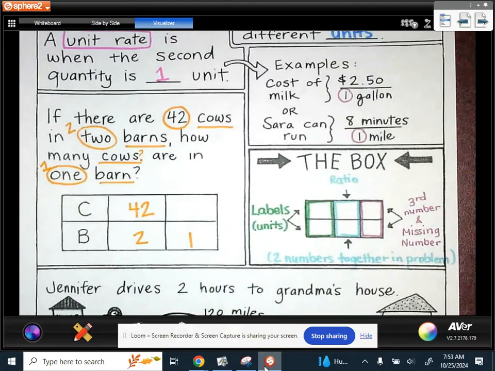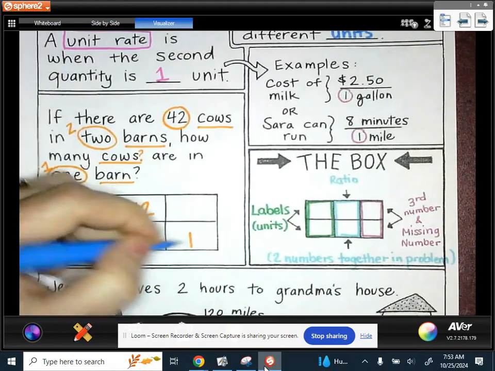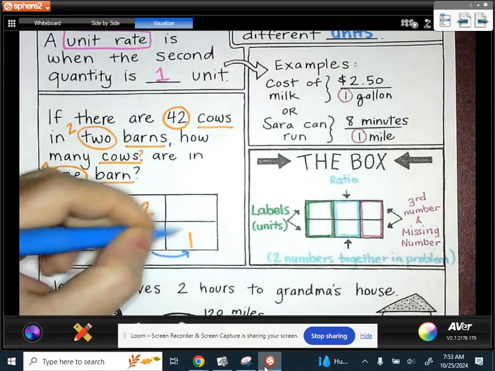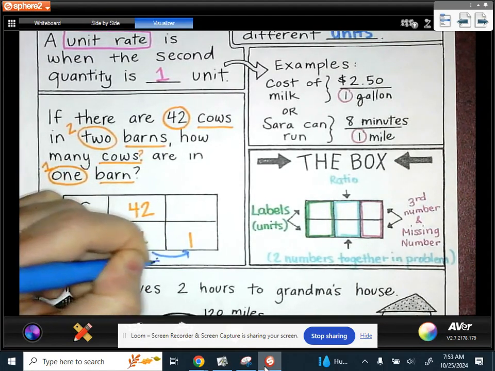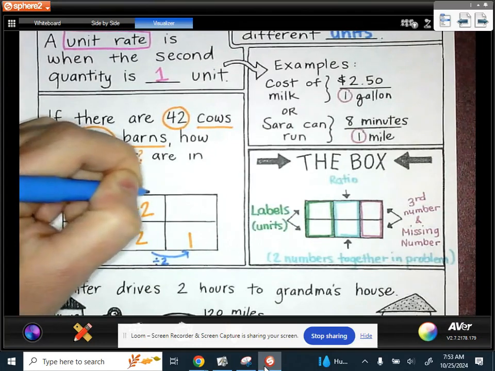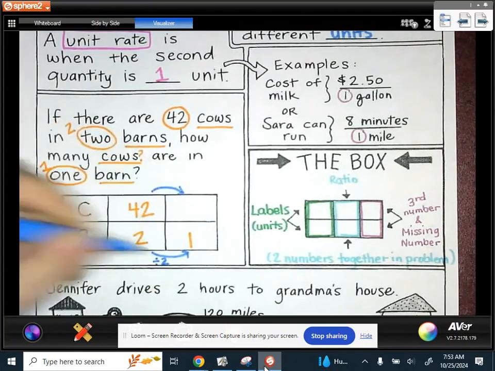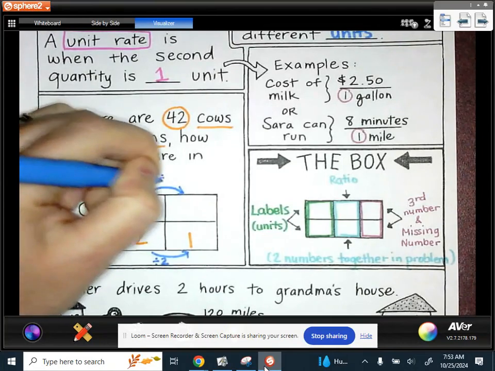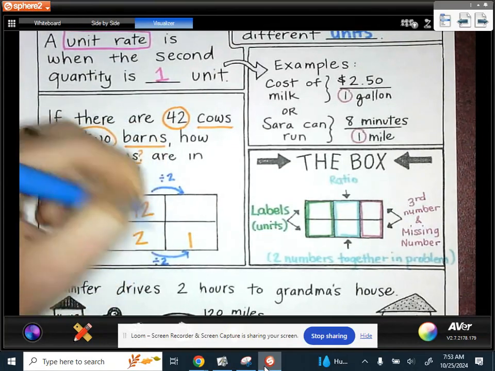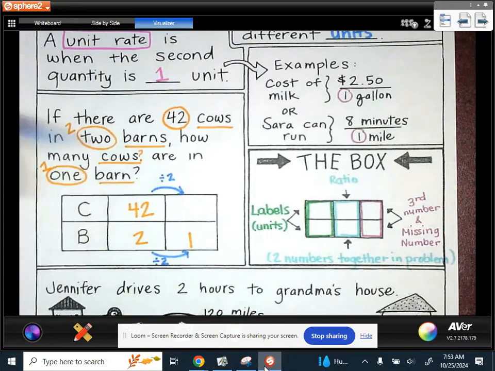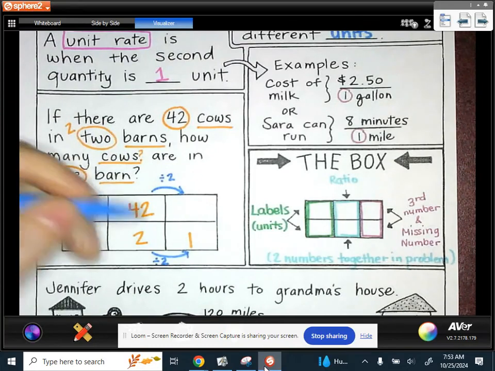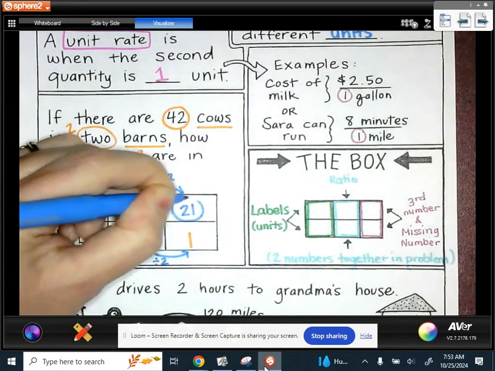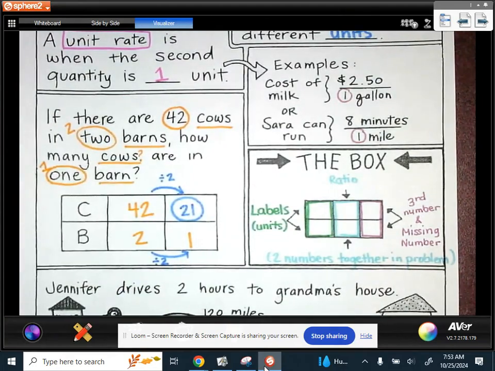So in this problem, we could actually go either direction. I'm going to choose to go this way because I know that you can divide any number by itself and get 1. So 2 divided by 2 is 1. Then you draw a matching arrow. It has to be a perfect reflection. And if this one down here said divided by 2, then this one is also going to say divided by 2. And half of 42 is 21. That's how you solve the box.